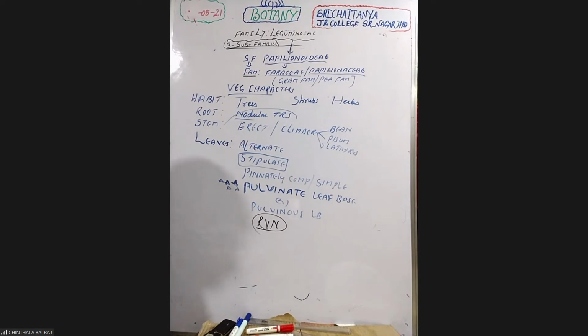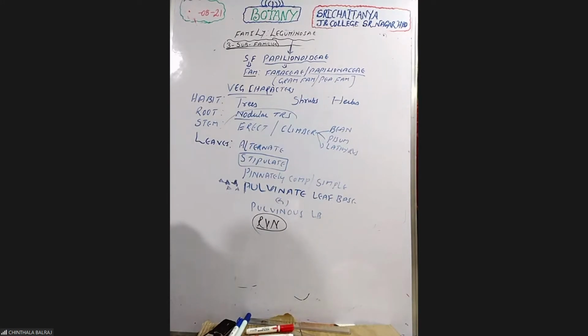So in the examination, if they ask about vegetative characters and you are missing pulvinate leaf base or pulvinous leaf base, I won't give you marks. I will search for this word whether you have written it or not. Remaining all are immaterial for me. You may have written alternate, stipulate, pinnately compound, simple, reticulate nicely, but when you are missing this one, instead of one mark I will give you only half a mark. So that is the importance of pulvinate or pulvinous leaf base in this family.